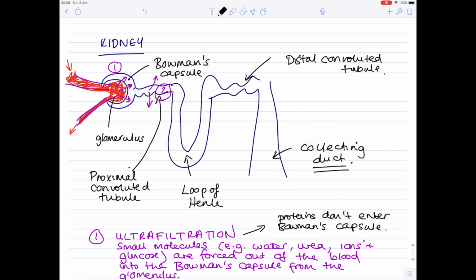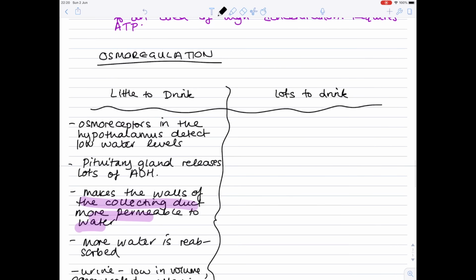So effectively, when it becomes more permeable to water, it inserts water channels in here. So rather than the water continuing its passage down here to the bladder to form urine, the water leaves and is reabsorbed back into the body at this point, meaning that the urine produced will be lower in volume.